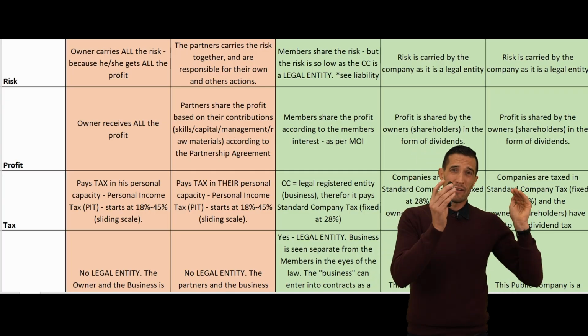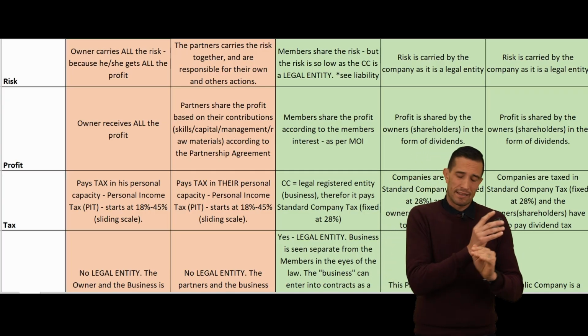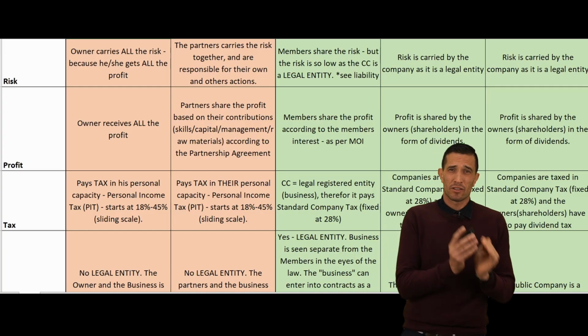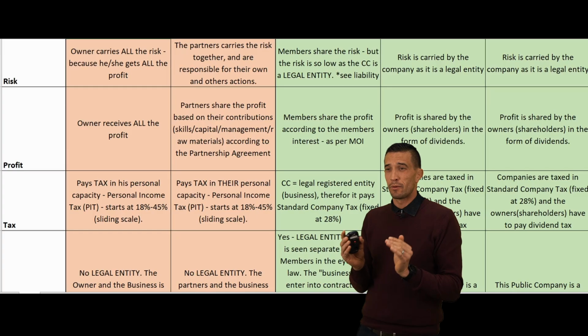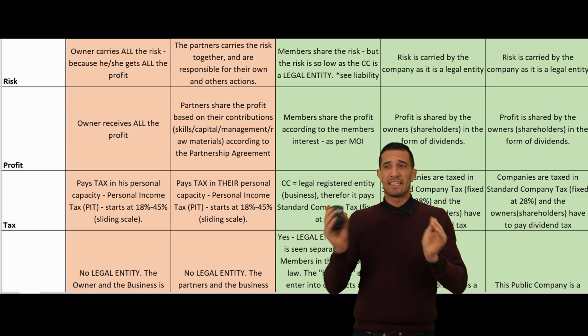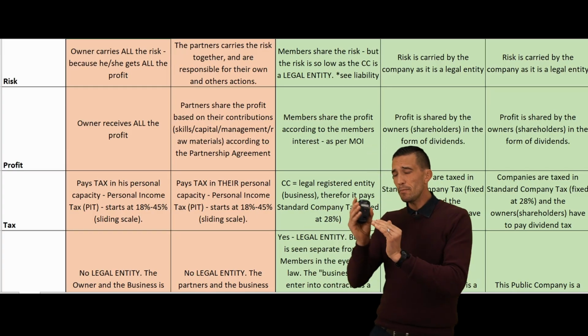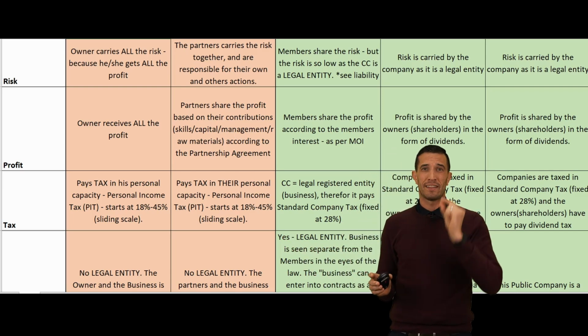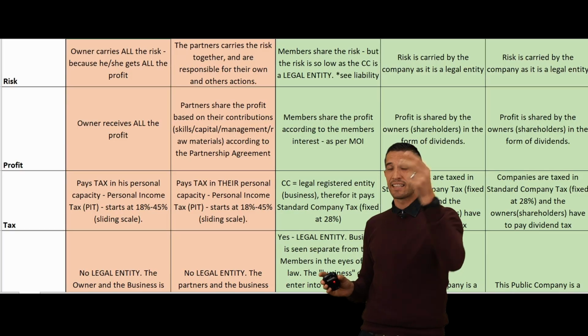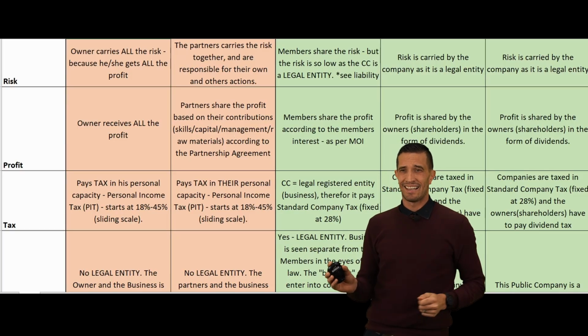Profit, when you have a sole trader or a partnership, you split everything. All the profit belongs to a sole trader, or it's split between the partners. Whereas if you go over to a CC, a closed corporation, it's split between the members, and then with a company, the profit goes to the shareholders in the form of dividends. But your directors, they're just employees, so they get a salary.